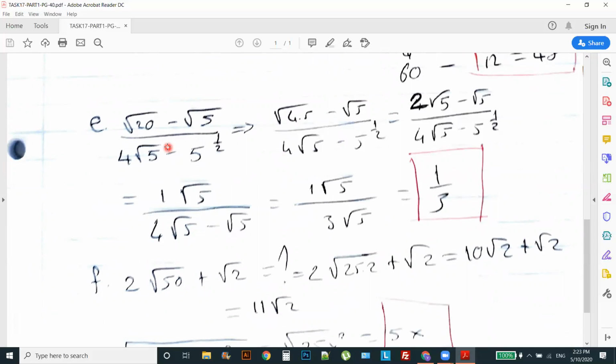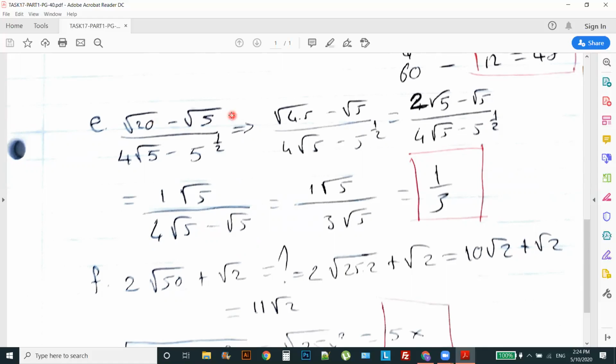Then question E, it says root 20 minus root 5, divided by 4 root 5 minus 5 to the power of 1 over 2. Right, so for the top part, and then the bottom part, I need to do it separately, then I'll do the division. So there's a subtraction here. The subtraction rule, we need to remember it: the number inside the root must be the same.